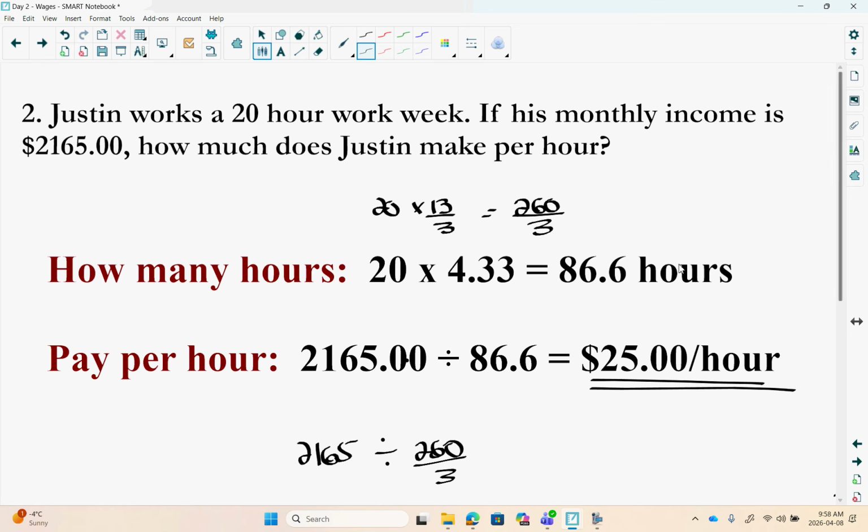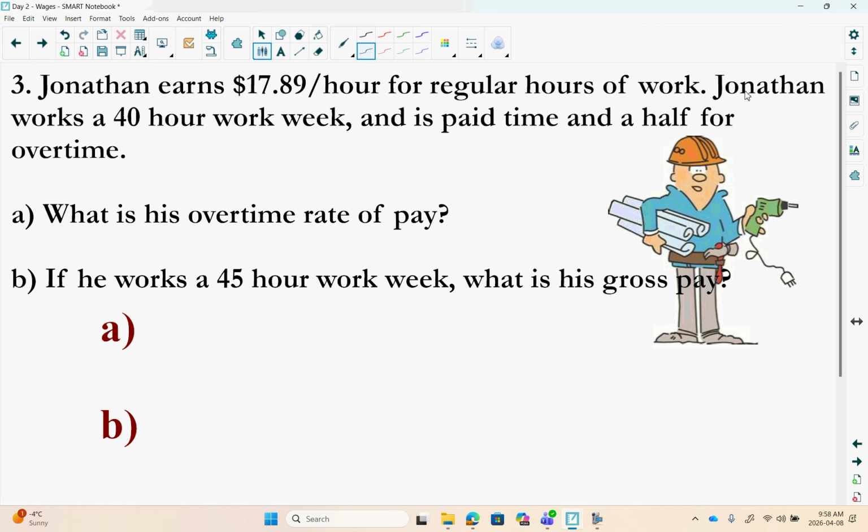We'll keep trucking along. We're into example number 3. So 2 more to go. Jonathan earns $17.89 per hour for regular hours of work. Jonathan works a 40-hour week and is paid time and a half for overtime. So that means if he works 41 hours, he would get paid 1 hour of overtime. And his overtime rate is more than his regular rate. So he doesn't just get $17.89 for his overtime hours. He would get $17.89 times how much? If it's time and a half.